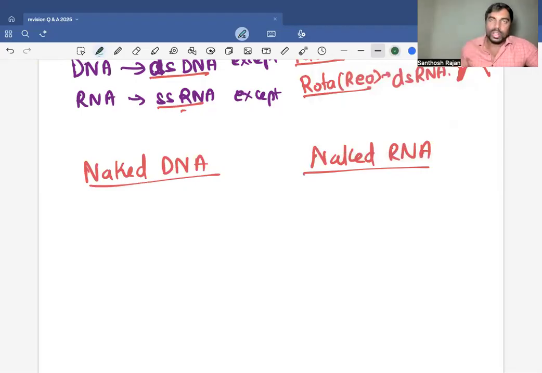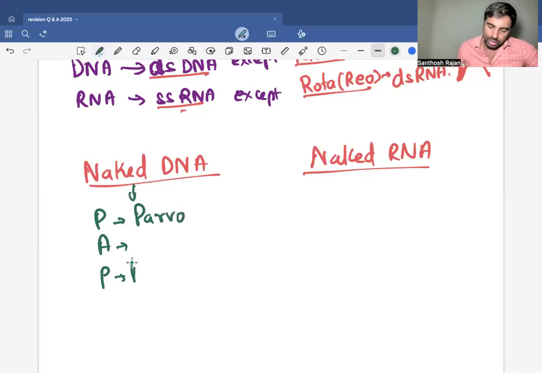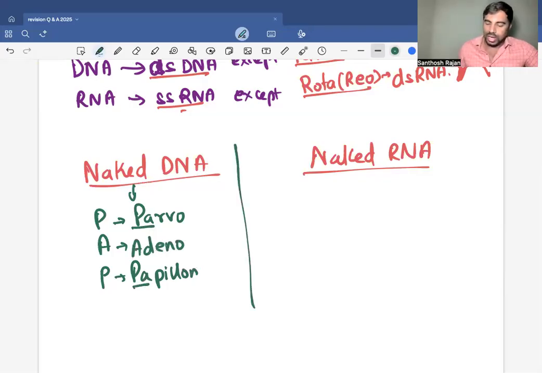Okay. So naked virus. Always, you have to do a pap smear for a naked virus. The woman should go naked to do a pap smear. Now P for parvo, papilloma. See, in both cases, Pap is coming, A is coming. Adeno. That means pox virus is not there. Remember, naked RNA, you do PCR nakedly. Some people do PCR naked, remember like that.